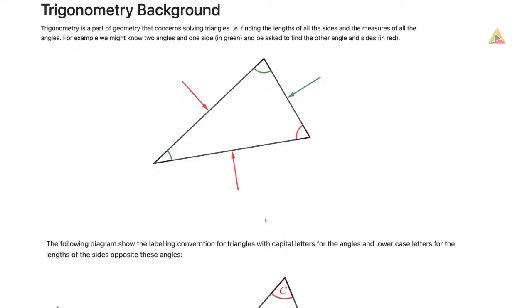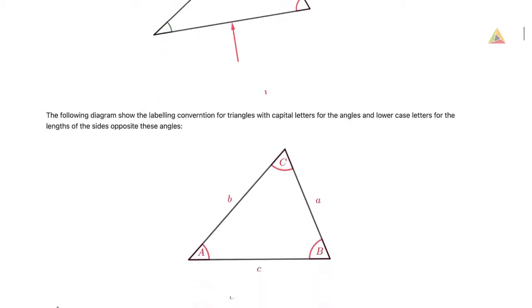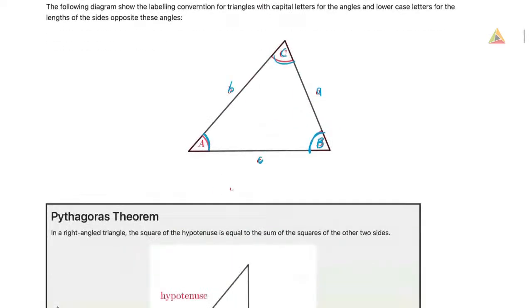The following diagram shows the labeling convention for triangles, with capital letters for the angles and lowercase letters for the lengths of the sides opposite these angles. This is really important. We always use a capital letter to denote the angle, so the angle A is opposite the side a. Similarly, this is the angle B, opposite the side b, and this is angle C, opposite the side c, in lowercase. That's just the notation that we use.